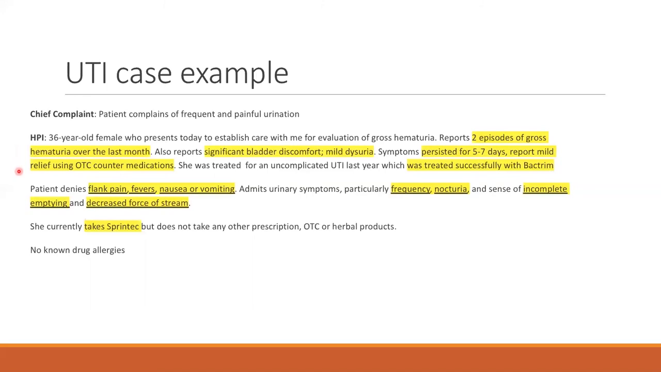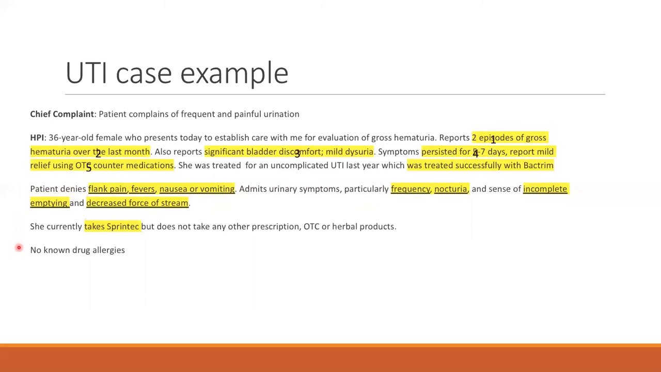She was treated for an uncomplicated UTI last year and was treated successfully with Bactrim. Today, she denies flank pain, fever, nausea, or vomiting. She admits to urinary symptoms, particularly frequency, nocturia, and a sense of incomplete emptying, and has a bit decreased force of stream. She has to strain hard. She currently takes Sprintec, but does not take any other prescriptions or OTC or herbal products. She has no known drug allergies.